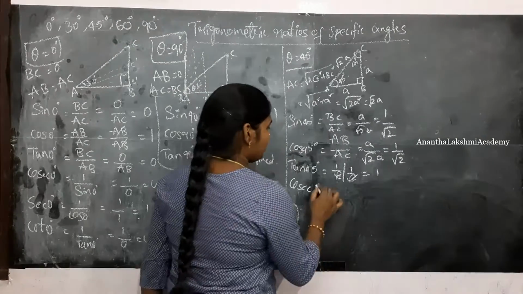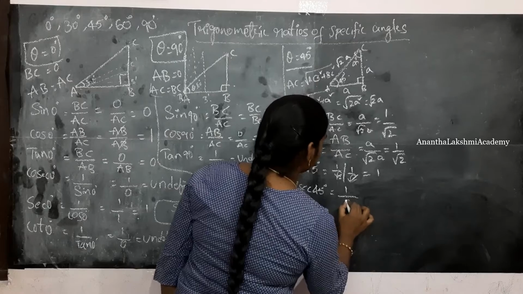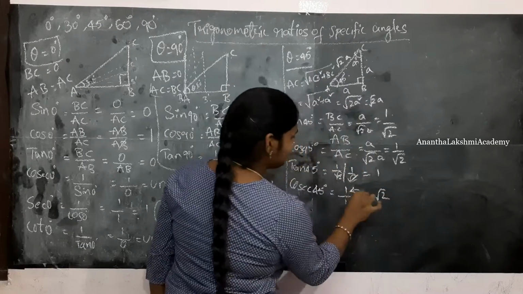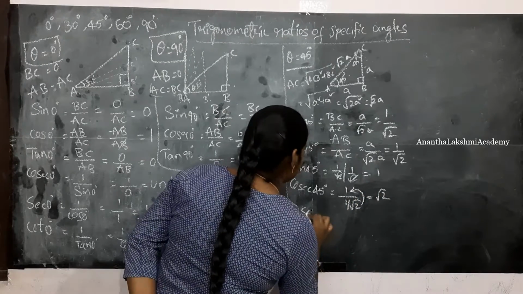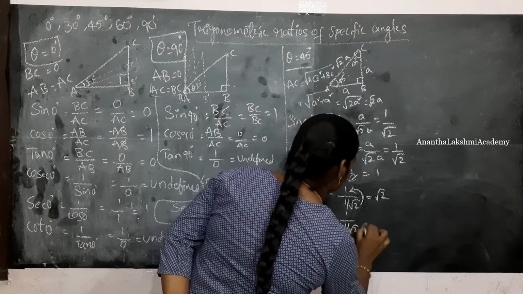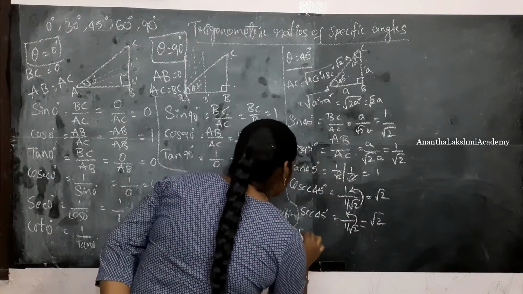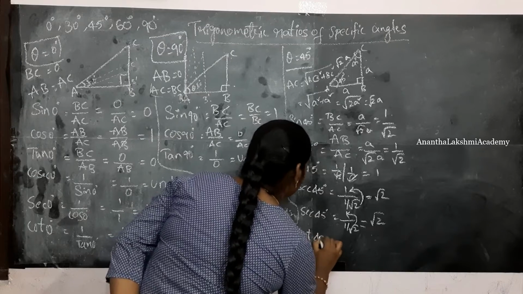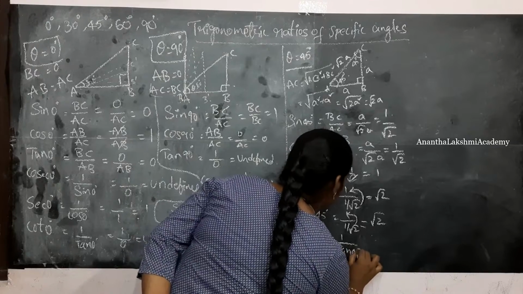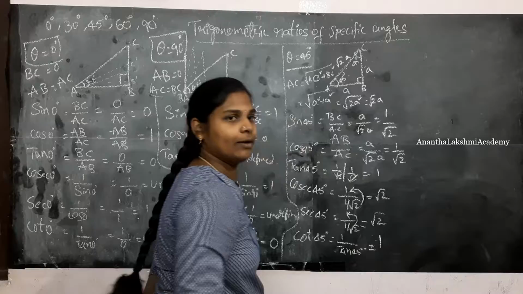Yes. So cosecant 45 degrees is equal to 1 by sine 45 degrees, which is 1 by root 2, and this goes up, root 2. Secant 45 degrees is nothing but 1 by cos 45, which is nothing but root 2. And this goes up. Cot 45 degrees is equal to 1 by tan 45 degrees, which is 1 by 1, is nothing but 1. Alright.